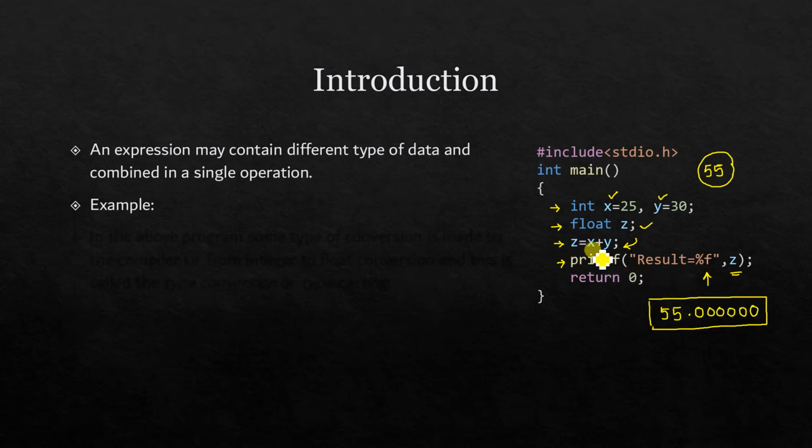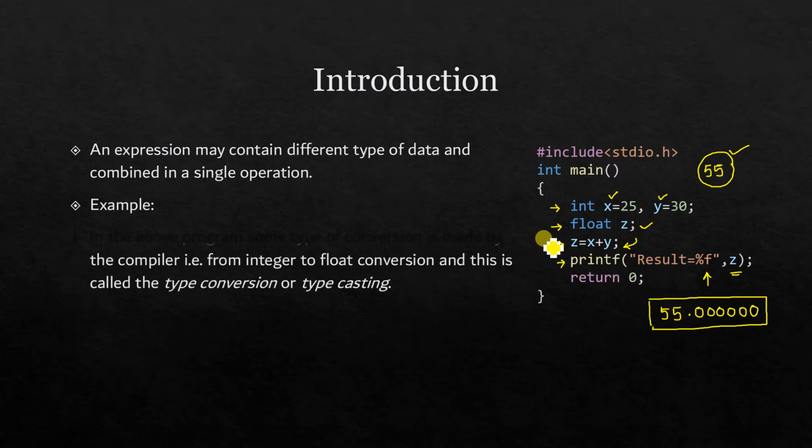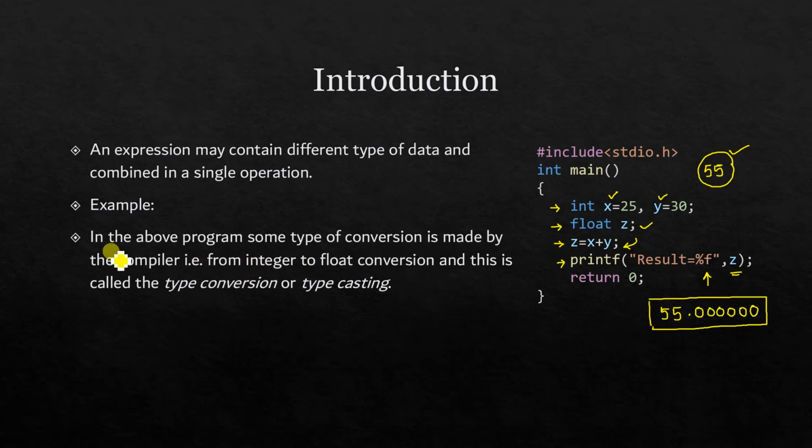Here the compiler automatically converts this integer number, that is 55, to a float value. So this is actually called type conversion. That's why I have written in the above program, some type conversion is made by the compiler. That is, the integer to float conversion occurs over here, and this is called the concept of type conversion, or sometimes it is called type casting. I hope you understand what we mean by type casting.